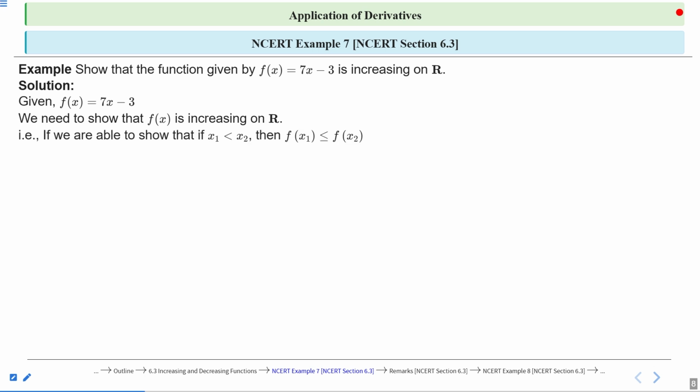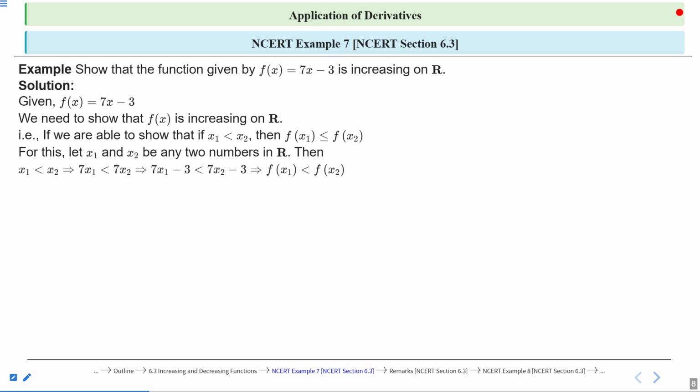That is, if we are able to show that if x1 is less than x2, then f of x1 is less than or equal to f of x2, okay? For this, let x1 and x2 be any two numbers in R. Then x1 less than x2 implies 7x1 less than 7x2, right? So this implies 7x1 minus 3 less than 7x2 minus 3, right? Which implies f of x1 is less than f of x2.